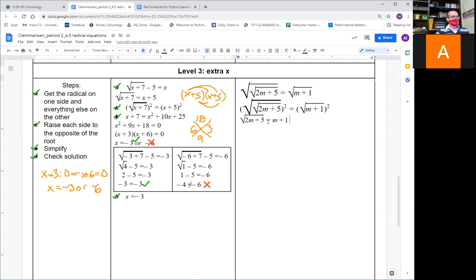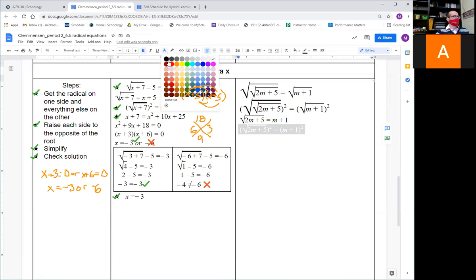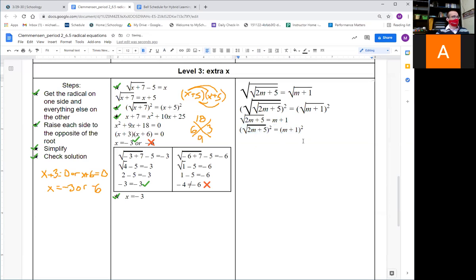Once I've done that simplifying part, I'm going to do the same exact thing we did again, raise each side to the same power again, the whole thing. And then we end up with 2m plus 5 on the left side, and then m squared plus 2m plus 1 on the right side.